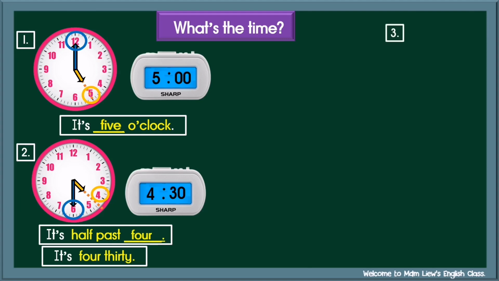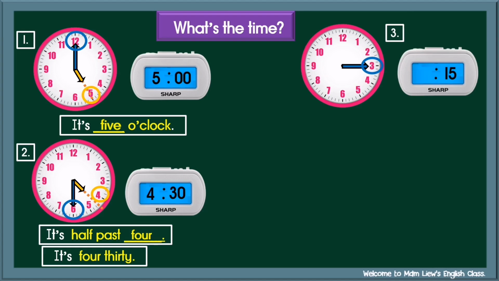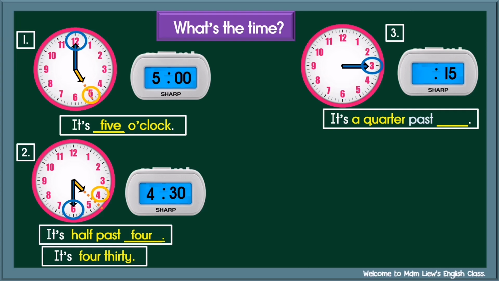Number 3. When the minute hand points at number 3 on the analog clock and shows 15 minutes on the digital clock, we say it's a quarter something. Now, the hour hand has just gone past number 6 and on the digital clock shows 6 hours. What's the time? You can say it's a quarter past 6 or it's 6:15.